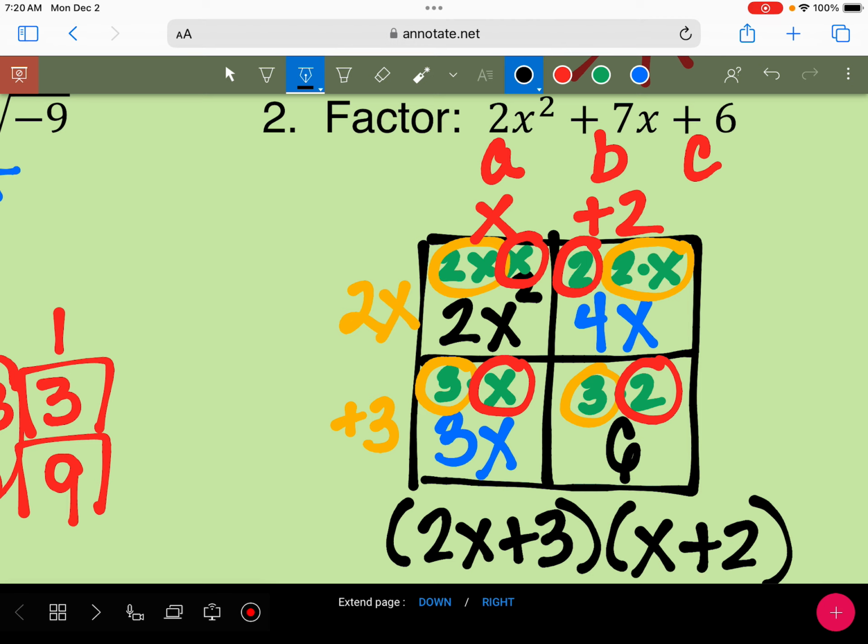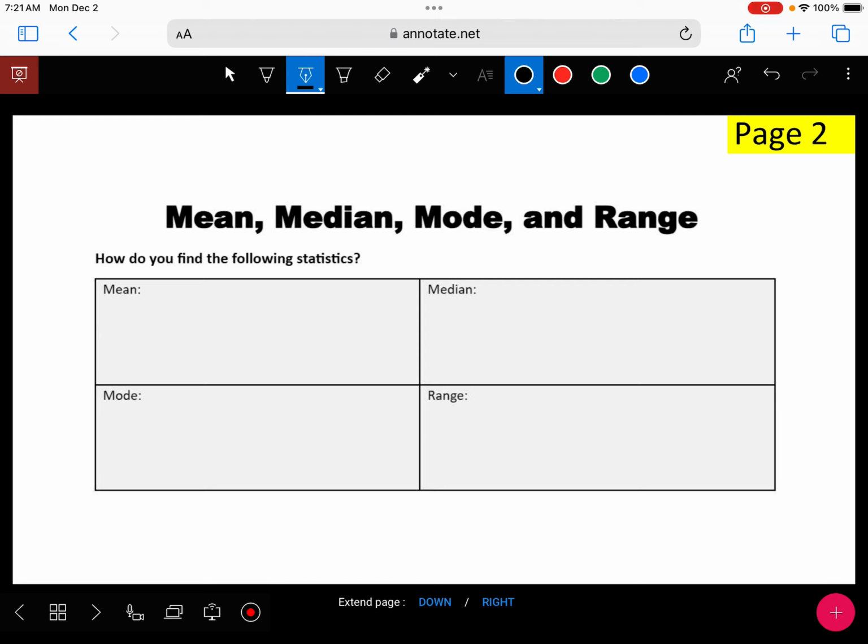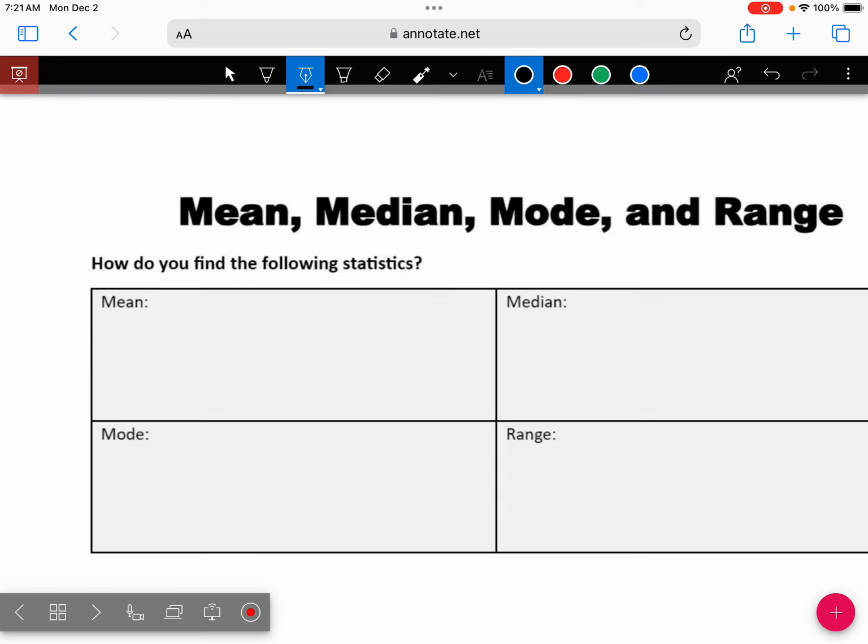All right, so now let's go to your notes, which is the orange packet. Make sure you list your first name, your last name, and the quiz date is on December 6th. All right, so mean, median, mode, and range.